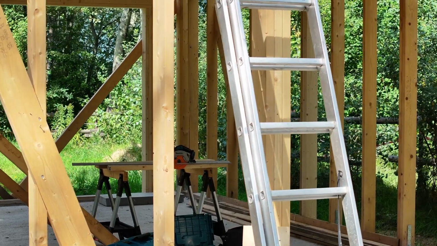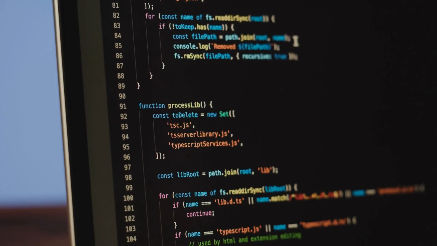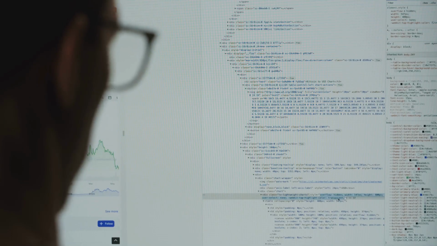Imagine building a house. You wouldn't start by painting the walls, would you? First, you'd lay a strong foundation and erect the framework. This is where HTML comes in when building websites. It's the backbone, providing the basic structure.